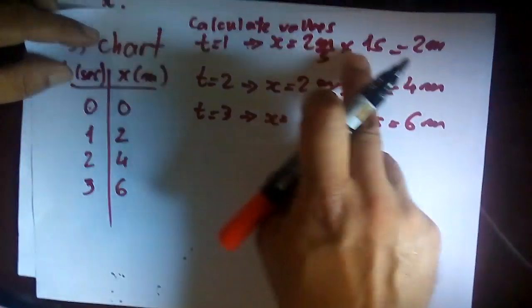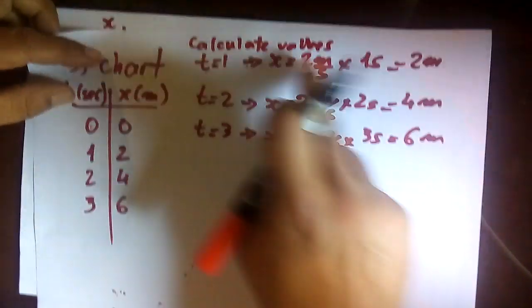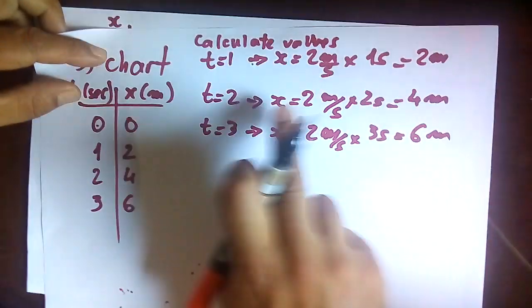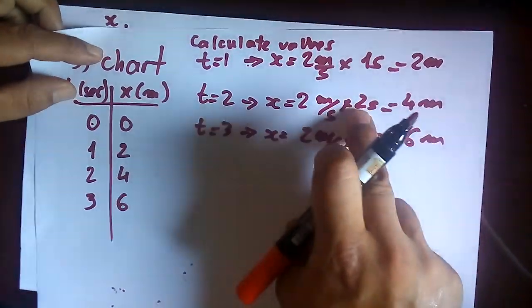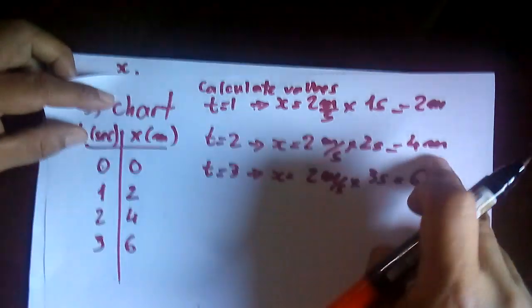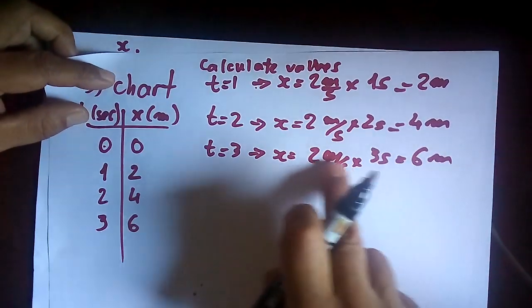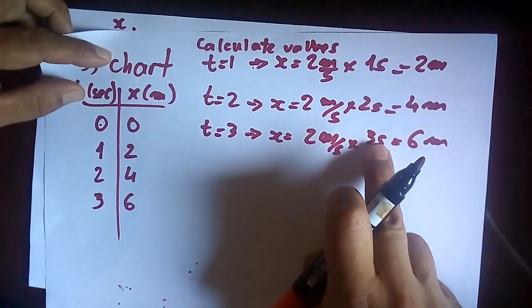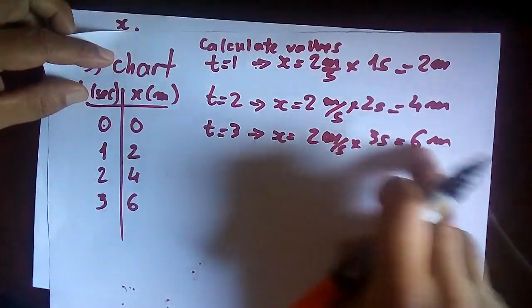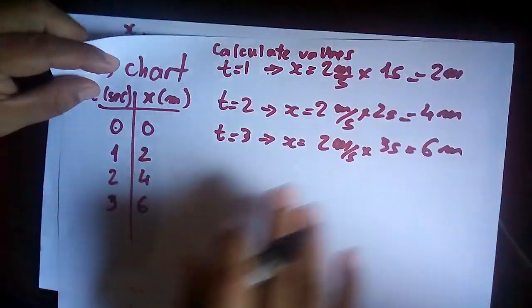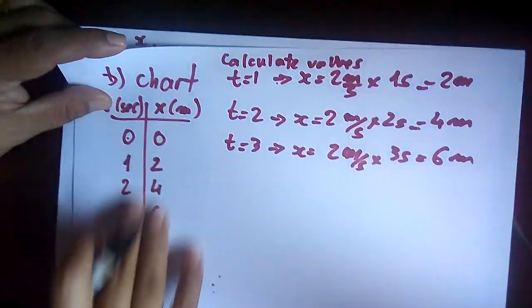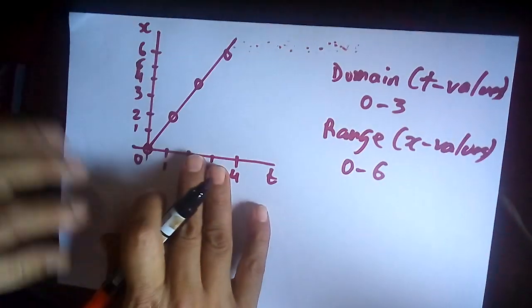X is 2 meters per second times 1 second, which cancels and it gives me 2. X is 2 meters per second times 2 seconds, cancel the seconds, it gives me 4 meters. X is 2 meters per second times 3 seconds, cancel the seconds, and I get 6 meters. With this information, with this chart, I go and I make the graph.